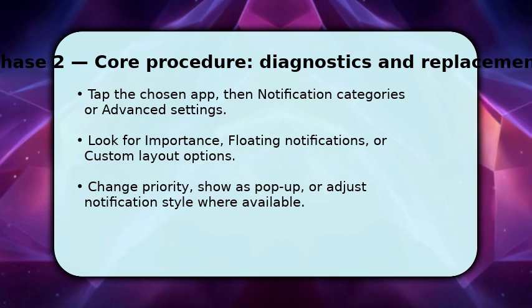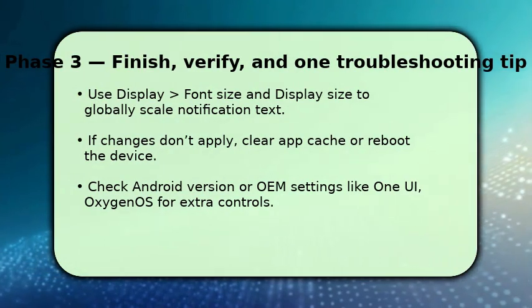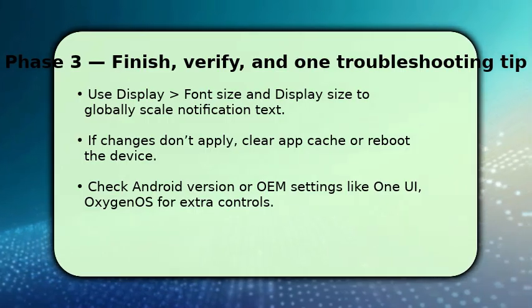To finish, adjust system display settings. Font size and display size will increase notification text and icon scale across apps. Once done, confirm with a test alert.